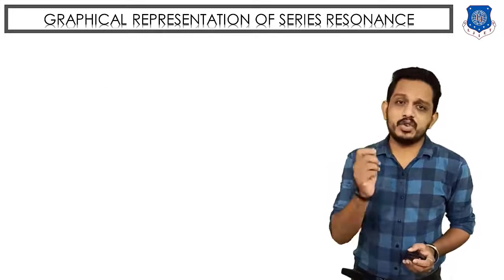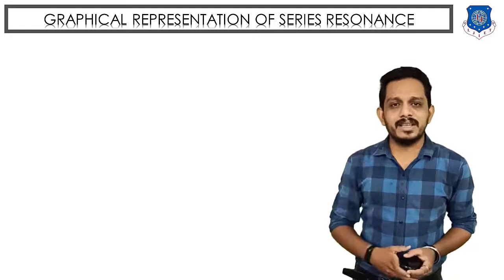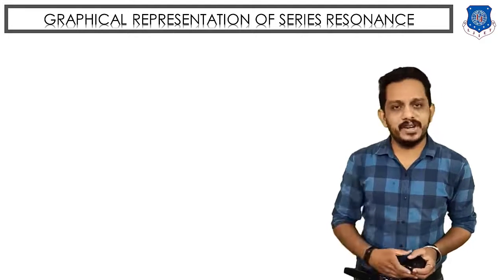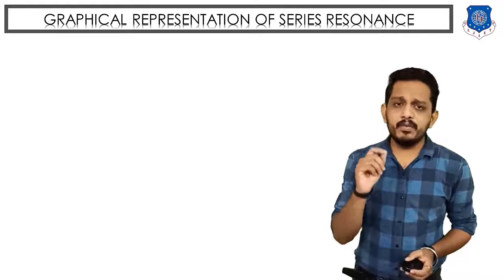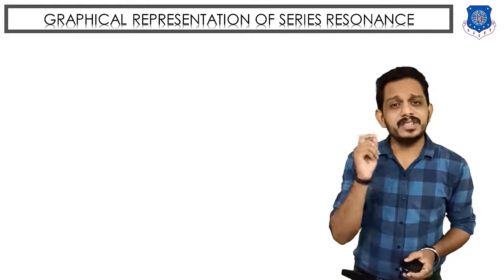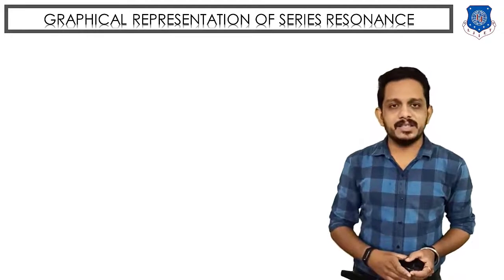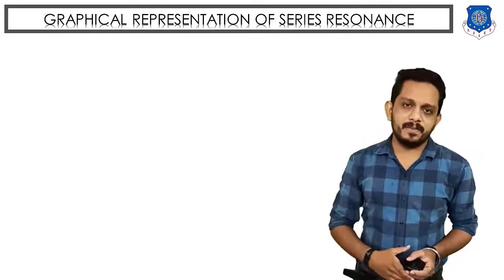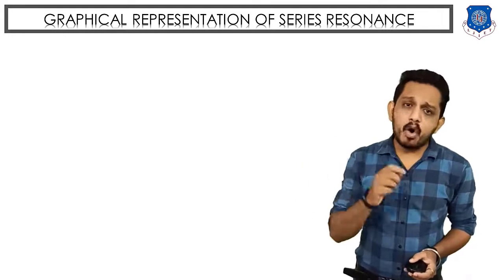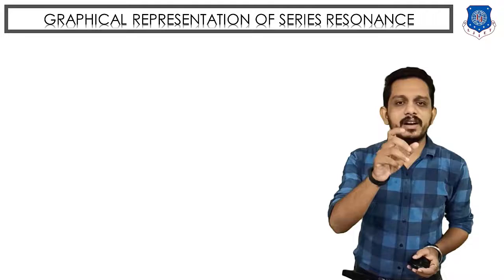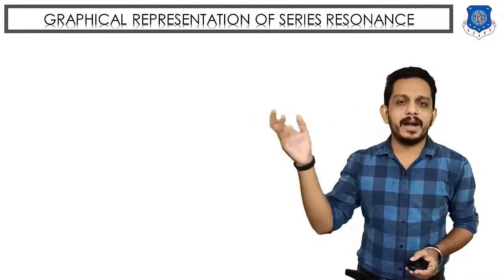Now let's draw the graph. This graph is known as the graphical representation of the resonance condition in a series RLC circuit. We know that the resonance condition will occur in any series RLC circuit at some frequency, and that frequency is known as the resonance frequency. Means all the parameters are correlated with the frequency, so we need to draw the graph with respect to frequency.